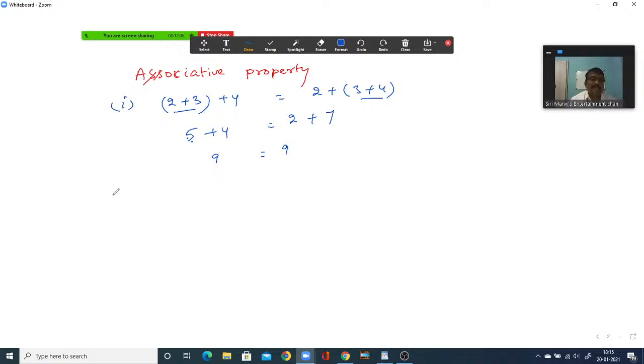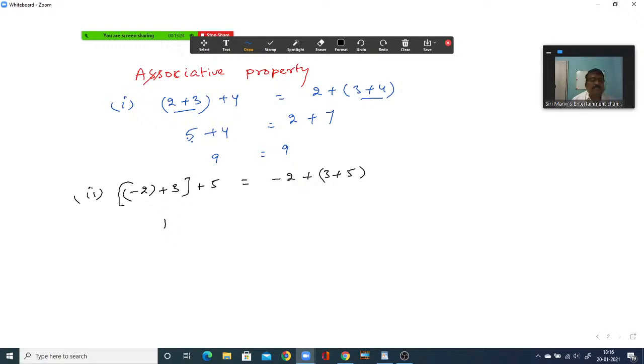Then I am going to take another example. Minus 2 plus 3 plus 5 is equal to minus 2 plus 3 plus 5 with the brackets on 3 plus 5. First we have to complete the bracket. So minus 2 plus 3 is 1.